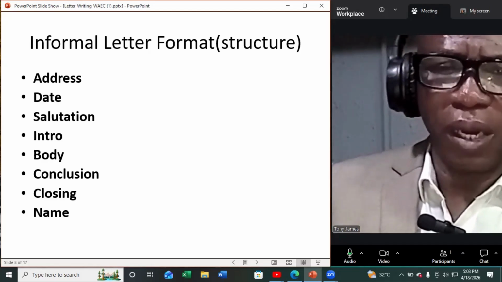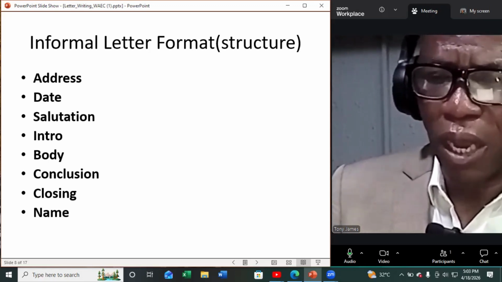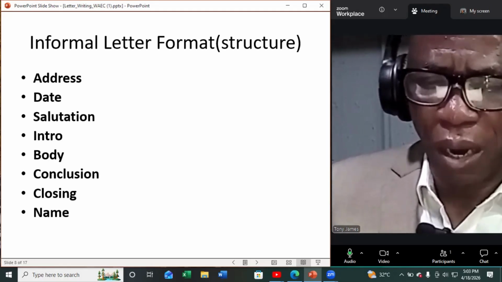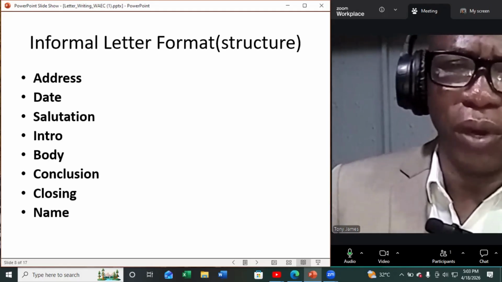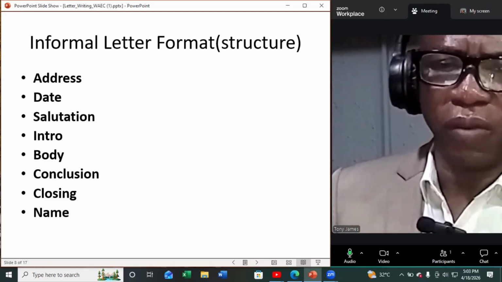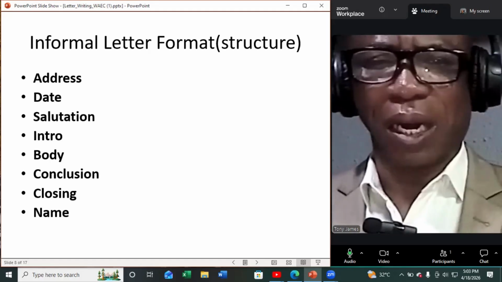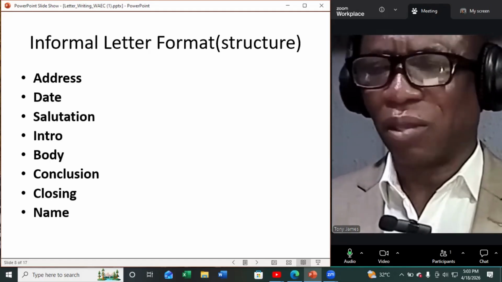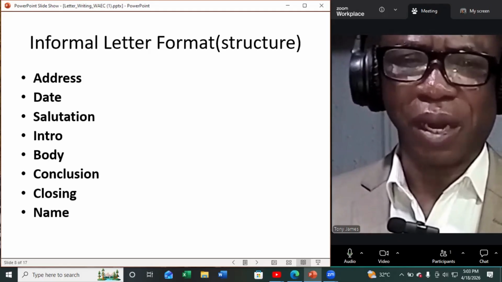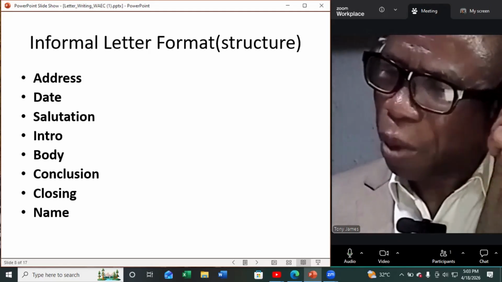The body of the letter is also written in paragraphs, and this contains at least 3 to 5 paragraphs, depending on how many words the examiner requires you to write. So the body of the letter is to be written in paragraphs, where you have outlined your points, then you develop them with a topic sentence, and develop them into paragraphs.